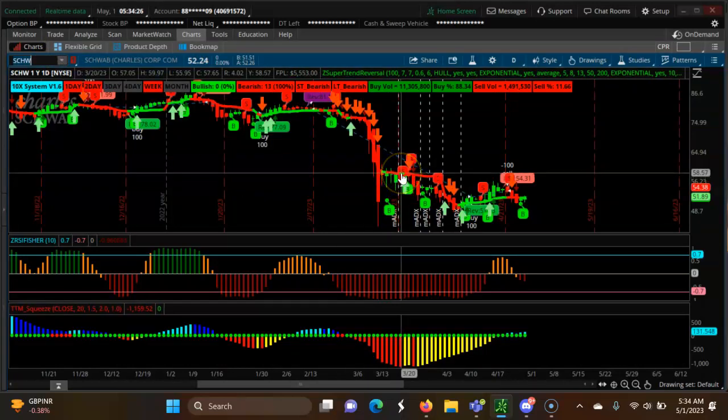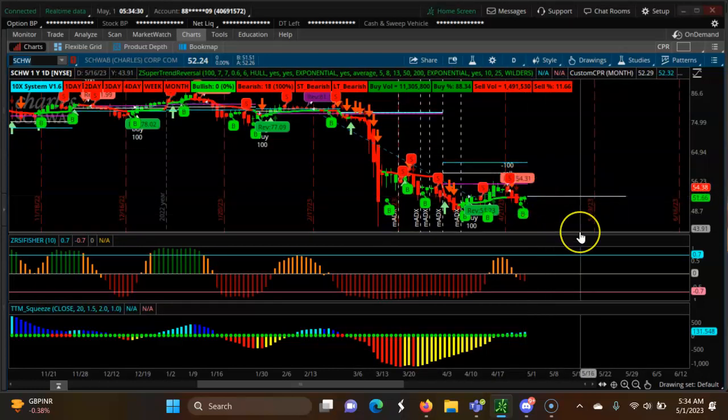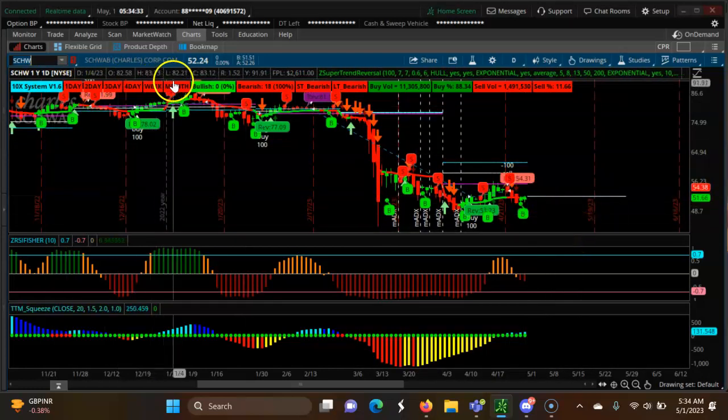Okay. Start trending down. As you can see, a narrow CPR also. This definitely will go down. So you can see all the time frames are negative.